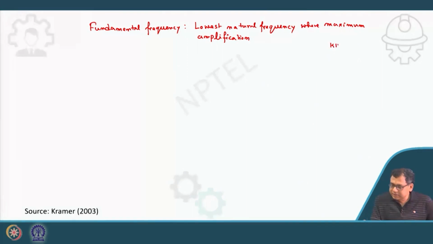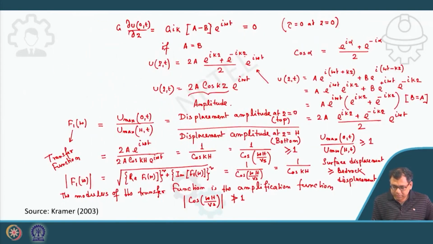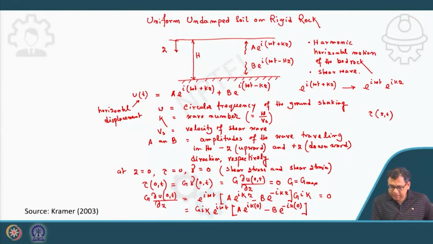kh, I am writing that pi by 2 plus n pi like this. So the lowest one, where the maximum amplitude will occur, that will be pi by 2 into this is k, which will be omega by Vs.